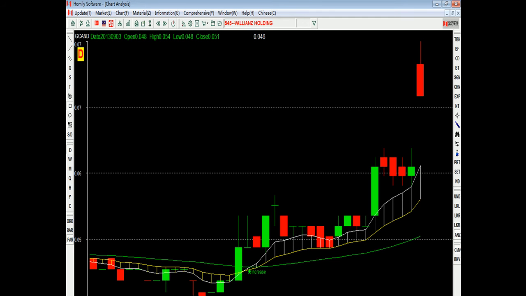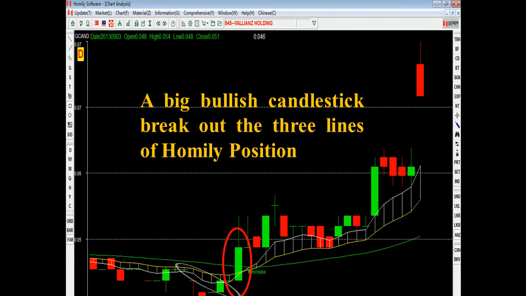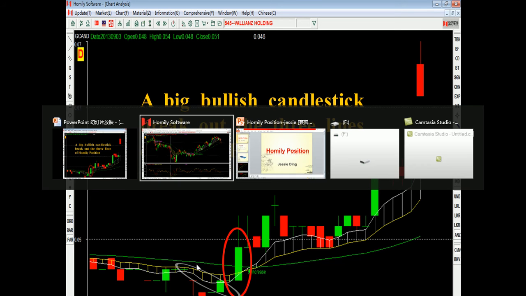So if you see the yellow line and the white line turning upward, and a big bullish candlestick breaks out upward through these 2 lines, this is the first buy point. Yes. First buy point. Okay, so you can see here, a big bullish candlestick breaks out through not the 3 lines, 2 lines also can, 2 lines of homely position. Okay, 2 lines. Then I show you the picture.